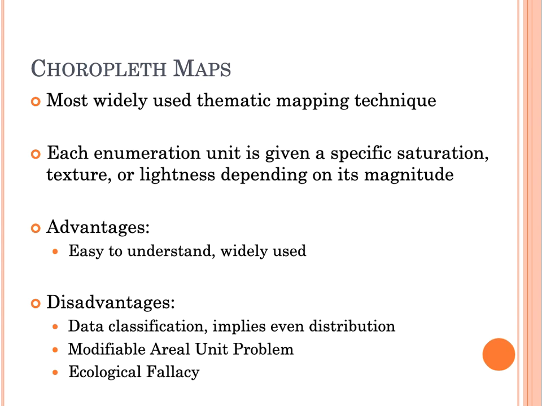Choropleth maps are most widely used as a thematic mapping technique. Each enumeration unit is given a specific saturation, texture, or lightness depending on its magnitude. The advantages of a choropleth map are that it's easy to understand and widely used. The disadvantages are based on data classification, which implies even distribution. Also, we have the modifiable areal unit problem as well as ecological fallacy.